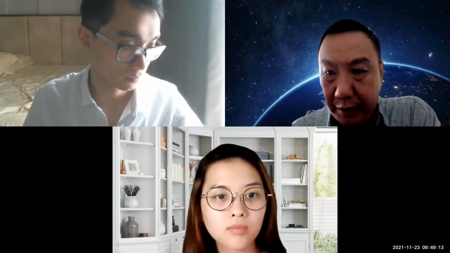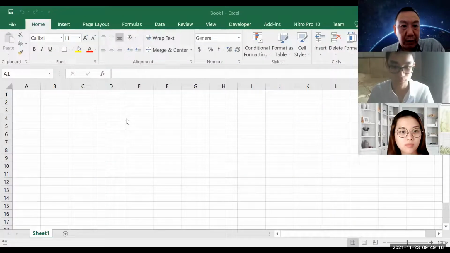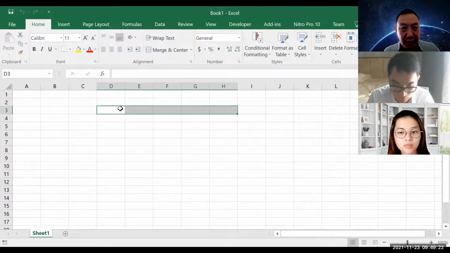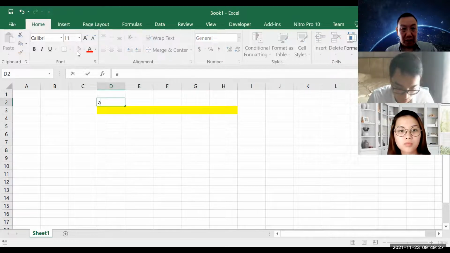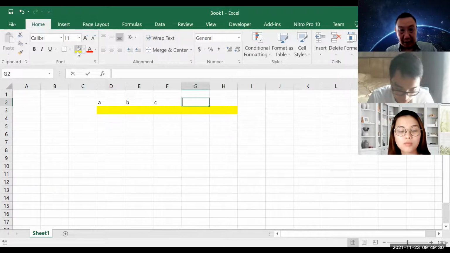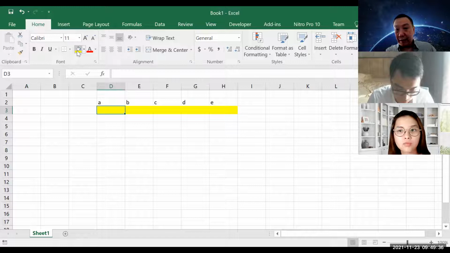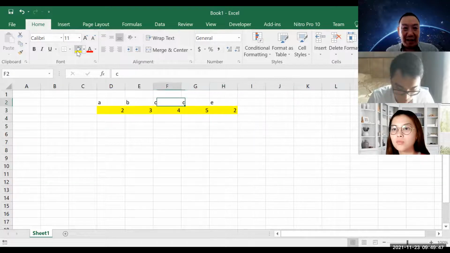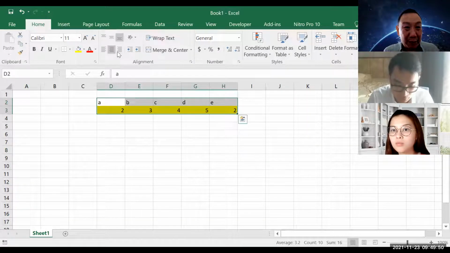Okay, so I will share my screen with you. So suppose I have, how many do you want? 5, 4. Okay, let's make this our slot. I will put A, B, C, D, E. Okay, let's name it, and then let's keep any number you want, whatever number. 2, 3, 4, 5, 2. Is that okay? If you don't like, you can change that, no problem.